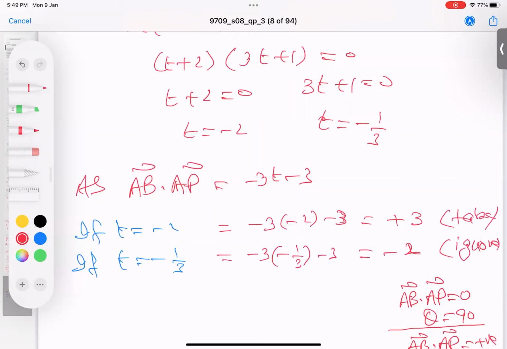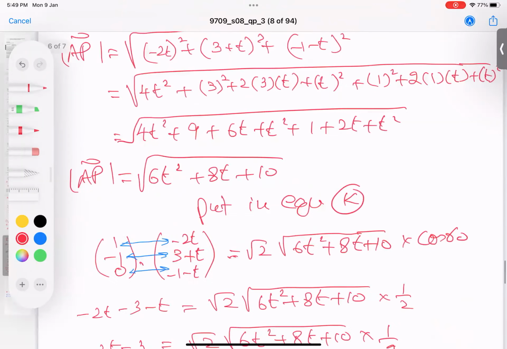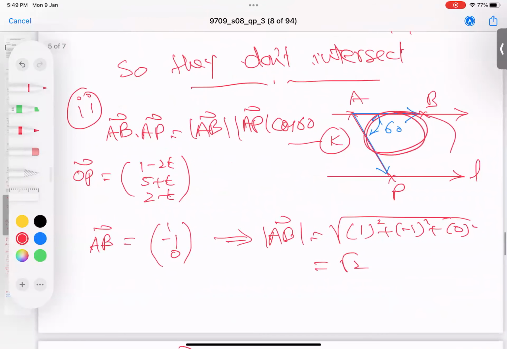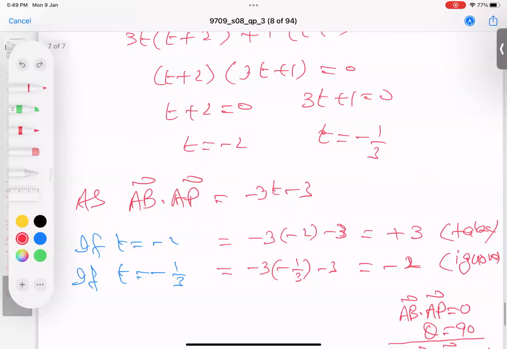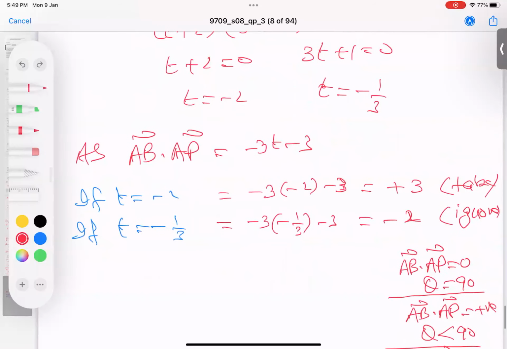Why, sir? Because we need the angle less than 90, because see, the angle is 60 degrees. It means this must be a positive answer. And we're getting 2 different answers, one positive, one negative. So I will not take the lower one. I have to ignore this t value. So I will take this only. So it means the t value is -2.